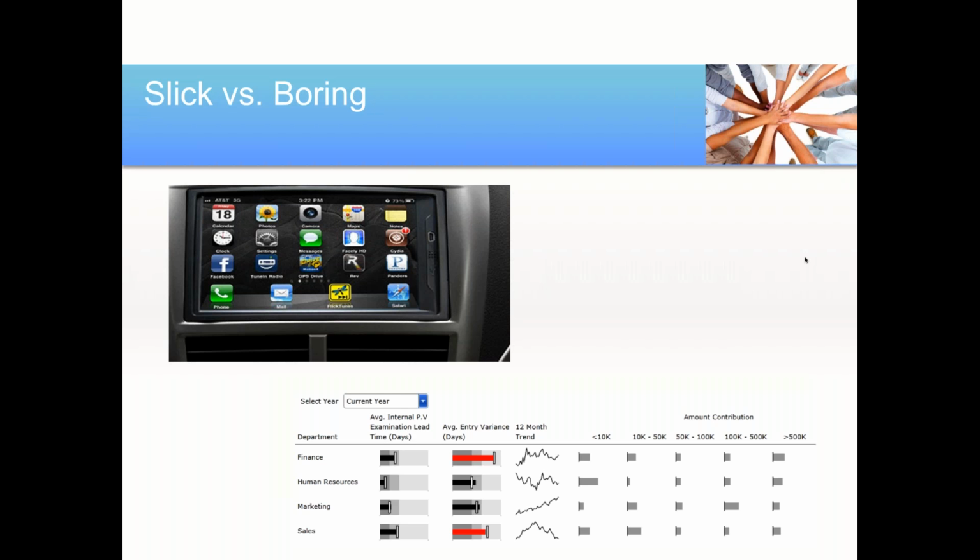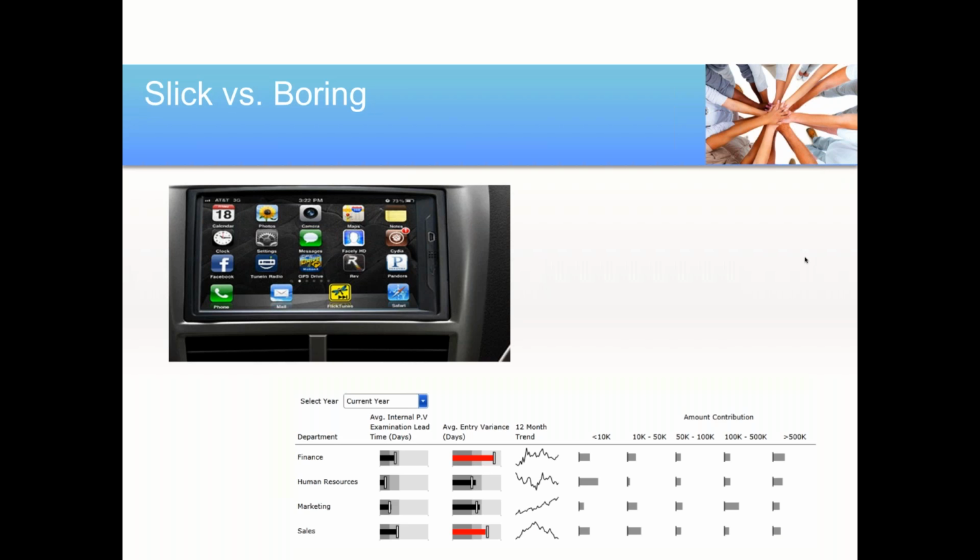So here they were trying to incorporate colors from their logo, so black and red. So you see finance, and you see average entry variance in days, and you see the red bar that goes all the way to the light. Well, what does that even mean? Is this a bad thing because the bar is red now? What does the light gray mean? Well, we have no idea. So very confusing. Doesn't make sense. So it has to make sense, it has to be simple, it has to look slick.